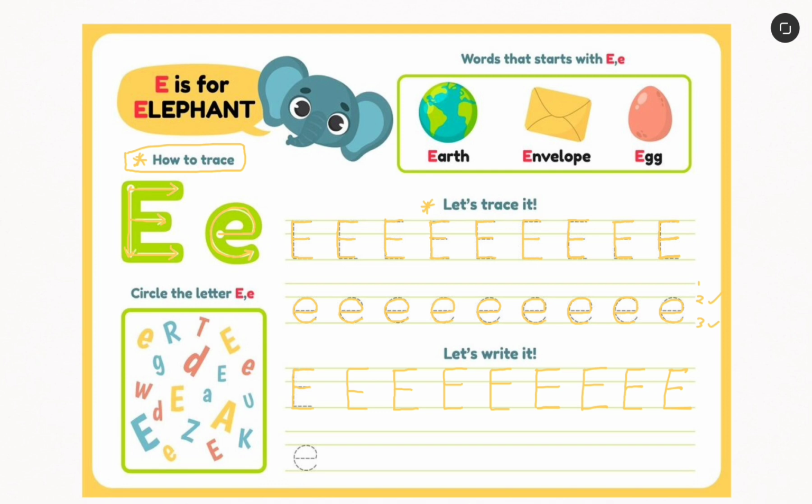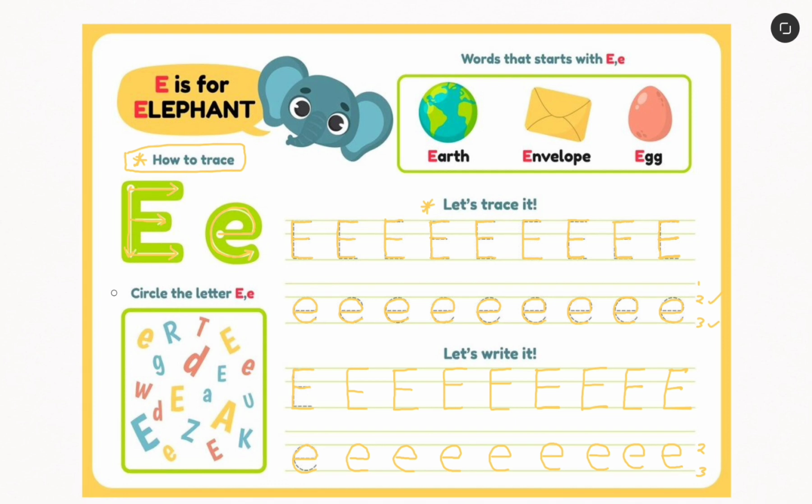Very good. Now that we are done writing the capital E, let's practice the small E. So we go straight and then we curve. We make sure it is in between the second and then the third guidelines we have over here. Straight and then we curve. Straight, curve. Straight and curve. Very good. Good job. Now you know how to trace the alphabet E and how to write it by yourselves.